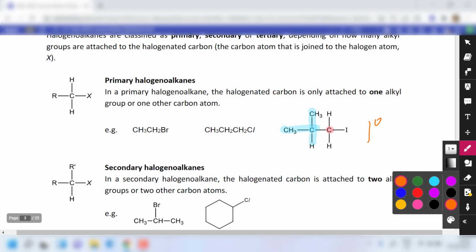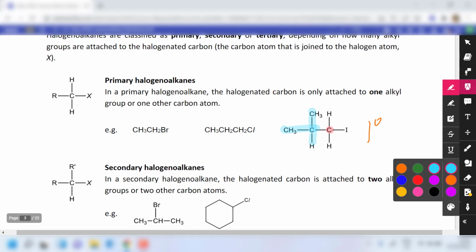Okay, so the same case goes for the other one. So this carbon is the one where your chloro group is being bonded to. Okay, and then this carbon is where your bromo group is being bonded to, and then the alkyl group is just this whole chunk, and then this whole chunk.